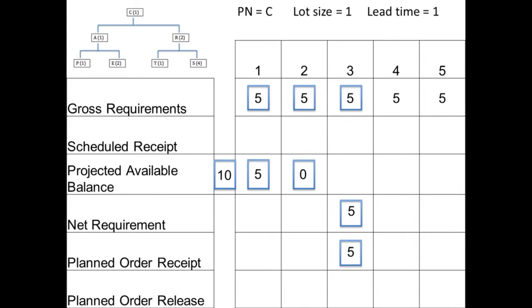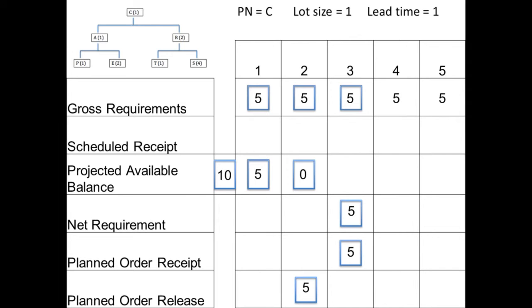Then what happens? A planned order release is created. What MRP does is they take that planned order receipt and they offset it by the lead time of 1 to create the planned order release. In other words, we need to release that order in period 2 to come in on period 3, and we need to do it in period 2 because it has a 1 period lead time.